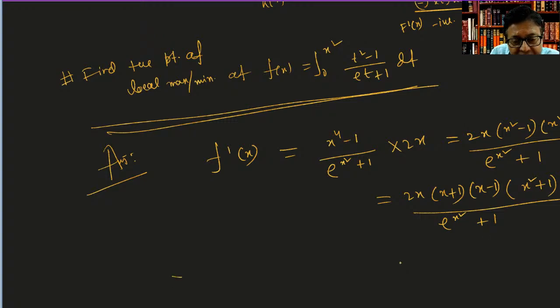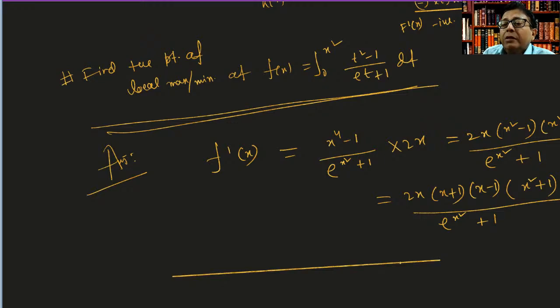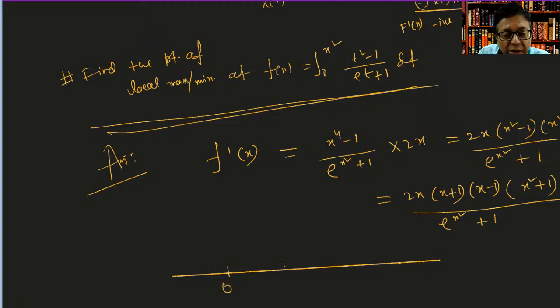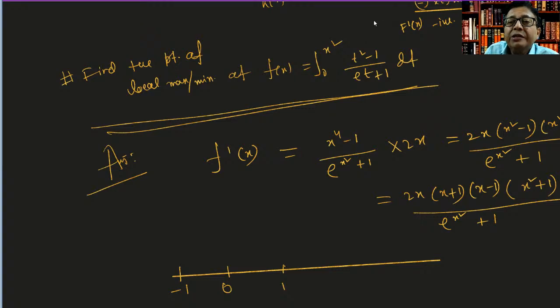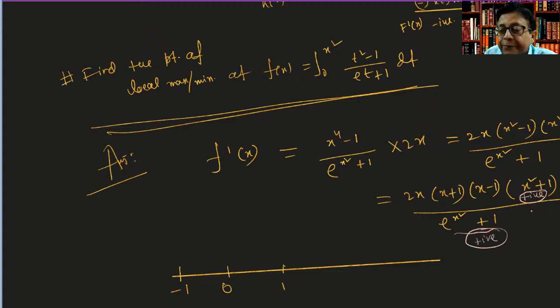So let me take the critical point, that is at 0. Oh, minus 1 is also. Minus 1, 0 and 1. This will never vanish. This one also. They are always positive. So we don't have to think about these two parts. If you go by first order derivative, they are positive. Now go by the sign scheme of the remaining part.